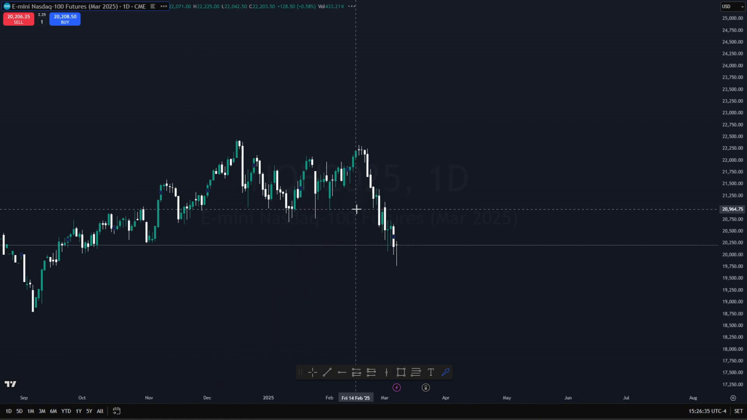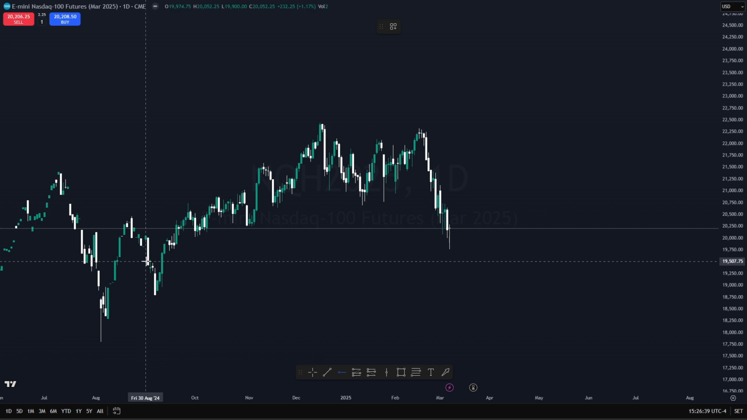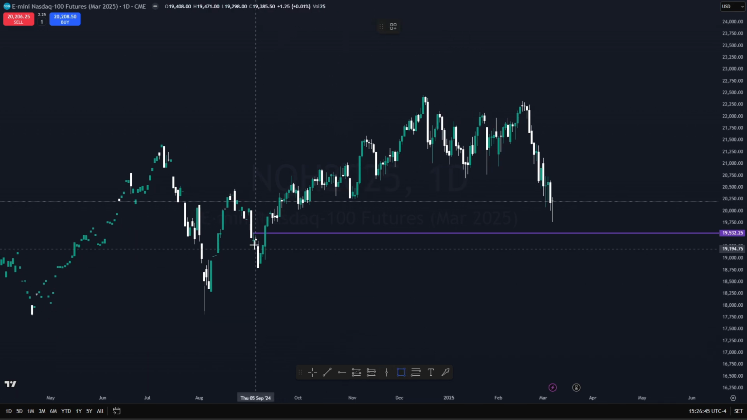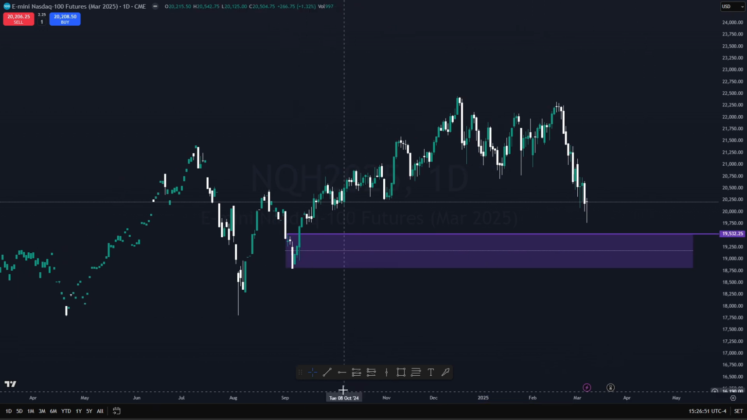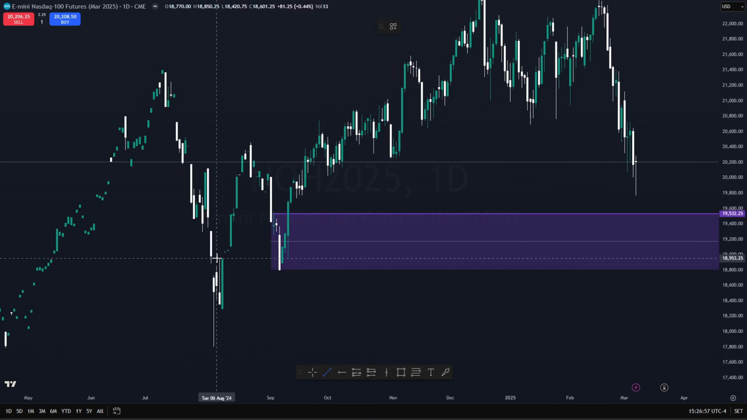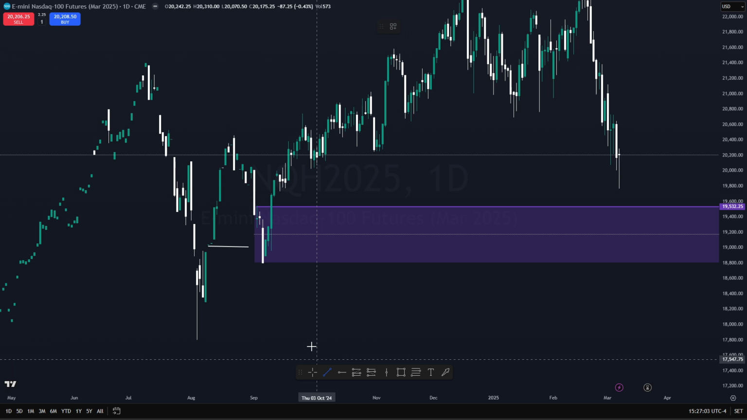On the daily, where is our order block? It's right there. Why is it right there? Well, this is where smart money on the daily are purchasing their orders. Why? Well, we had some liquidity here, and we also get this accumulation right here.